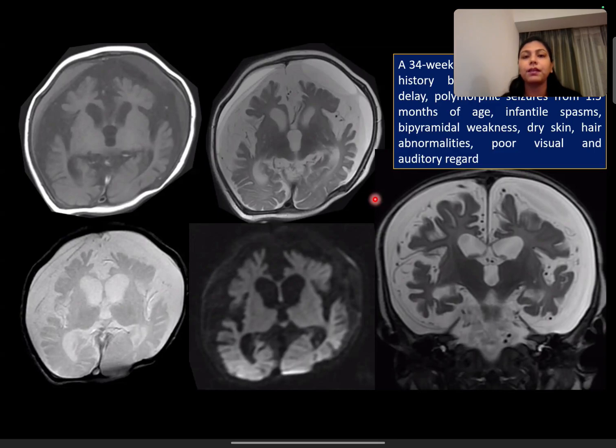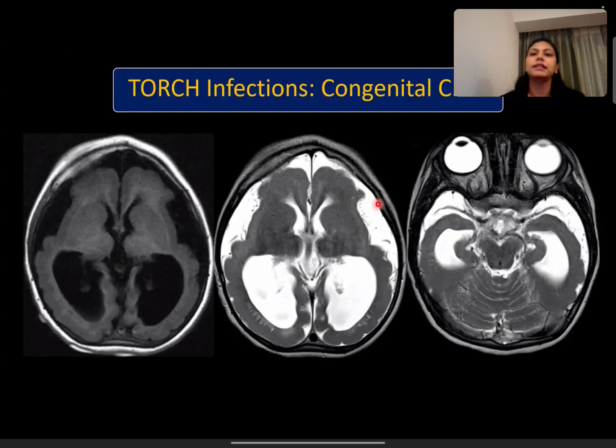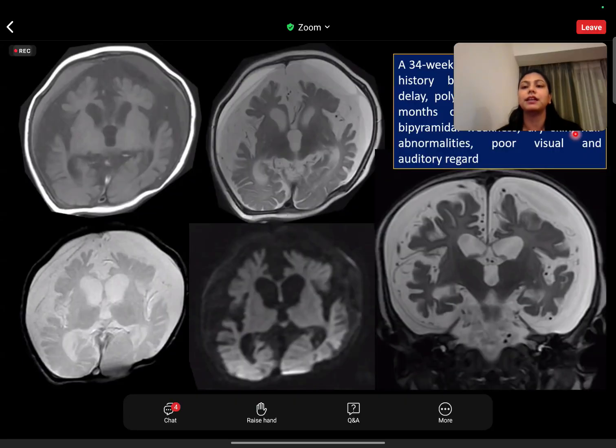In this, apart from the widened extra-axial spaces, we are seeing subdural collections, and we are seeing some prominent vessels. Yes, very good. So it is a case of Menkes disease. I just kept it because last time someone told this as Menkes disease. I wanted to show that there are prominent vessels in addition to the subdural collections present in Menkes disease. These are very small children and have a poor prognosis. And in this patient, there were dry skin and hair abnormalities, which are kinky hair, typically seen with Menkes disease.